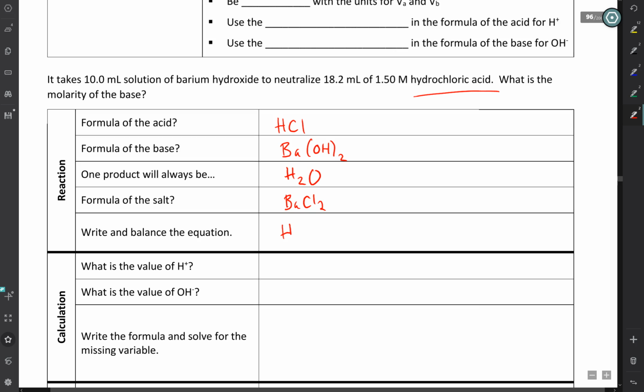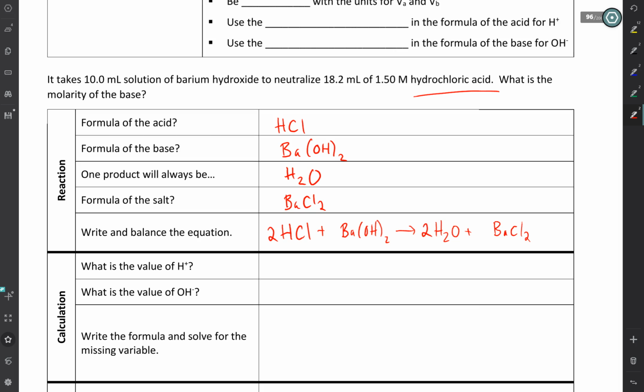All right, we've done all the hard stuff. We just have to balance HCl plus Ba(OH)2. We're going to produce water plus barium chloride. I have 2 chlorides on the product side. Now I also have 2 on the reactants. I see 4, so 2 plus 2, 4 hydrogens. Let's put a coefficient of 2 in front of water to get those balanced. All right, so hopefully this is all review of stuff that we talked about in the previous lesson.